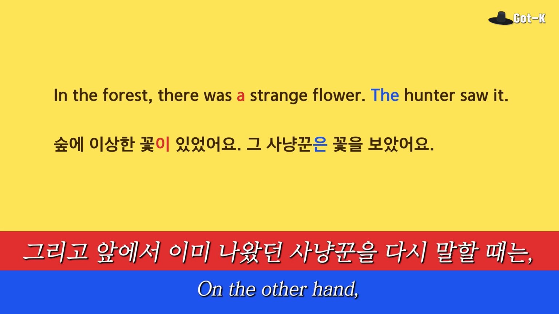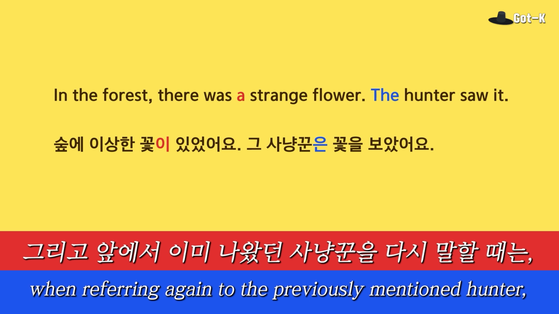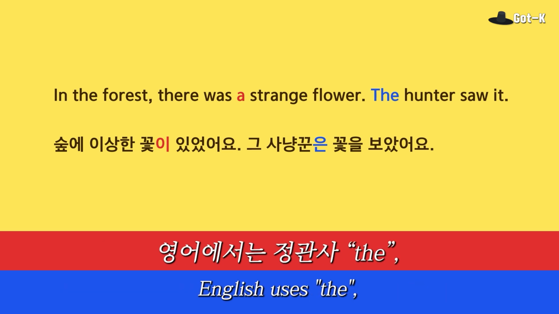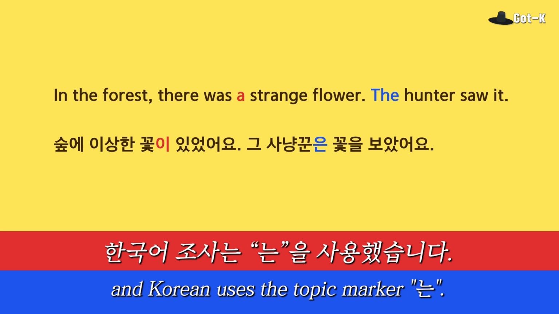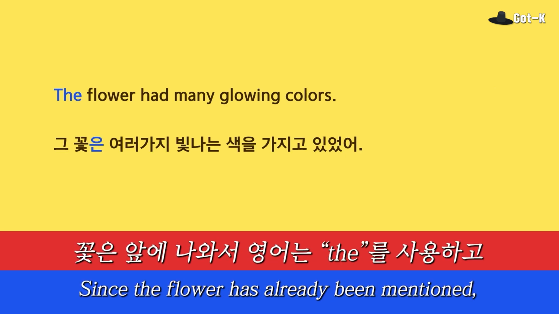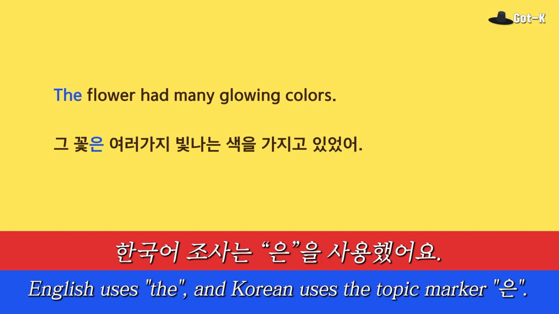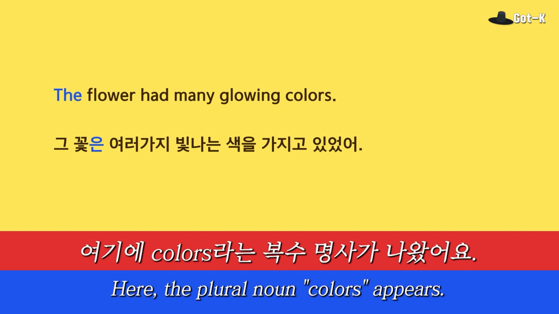On the other hand, when referring again to the previously mentioned hunter, English uses the, and Korean uses the topic marker un. The same rule applies. Since the flower has already been mentioned, English uses the, and Korean uses the topic marker un. Here, the plural noun colors appears.